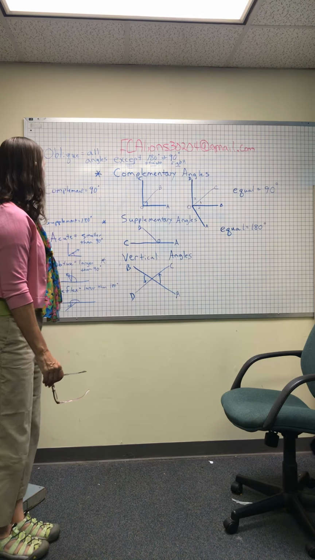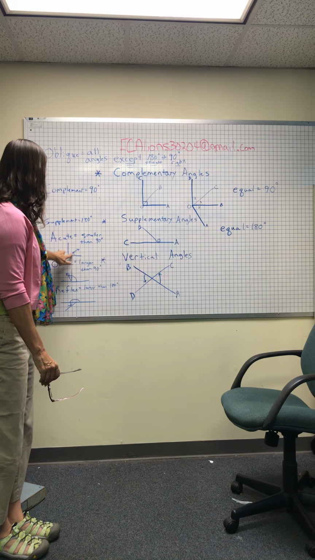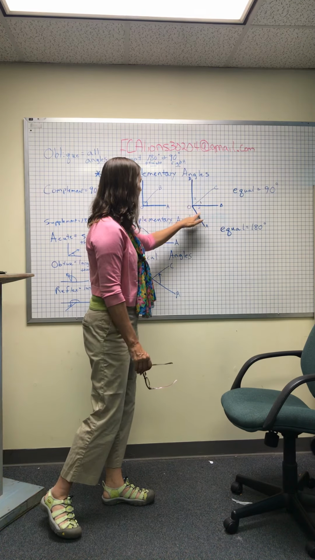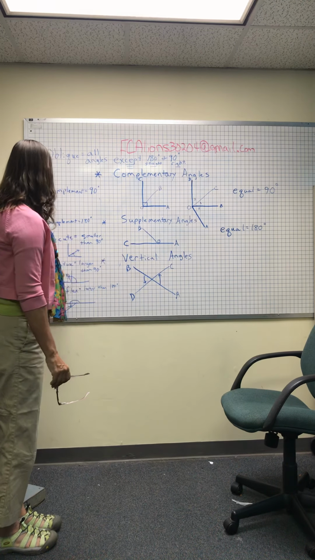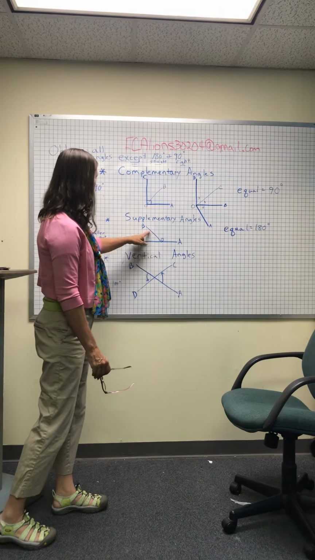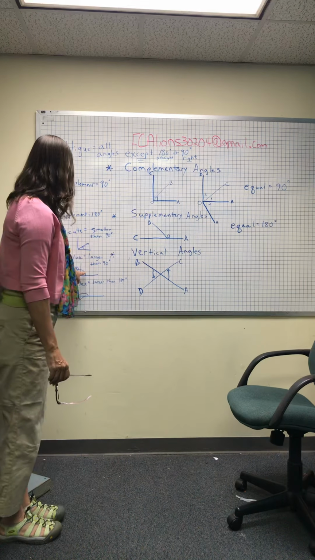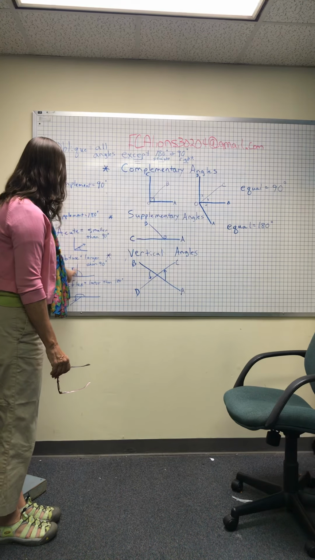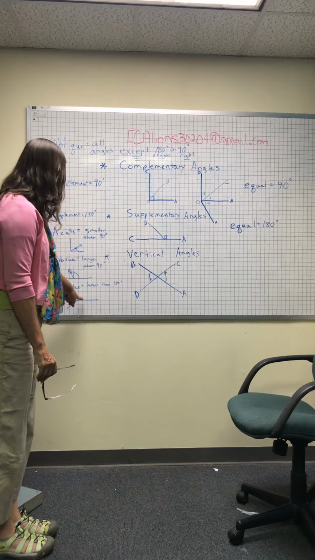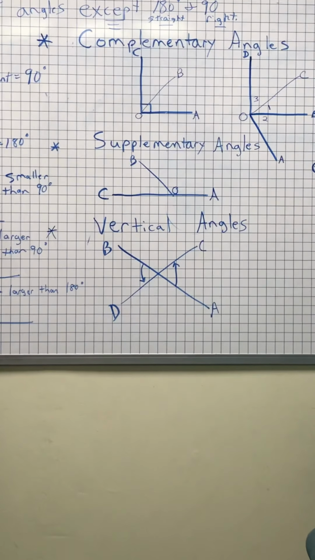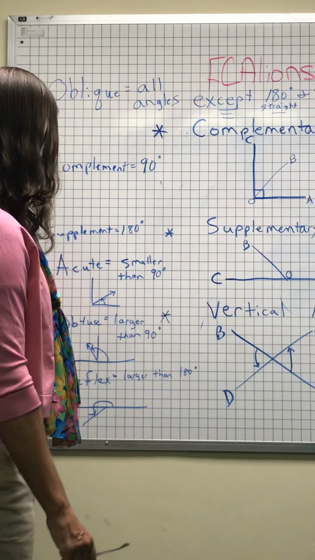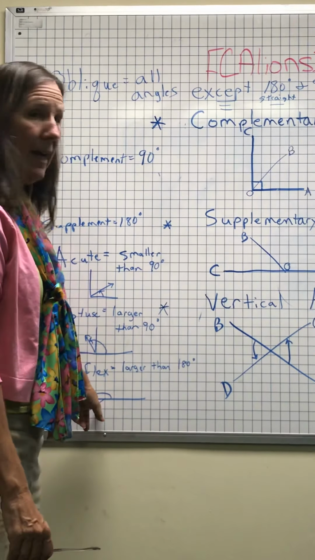Acute, an angle that's smaller than 90. This is acute. This is acute. This is acute. This one's acute. Less than 90. Obtuse, anything that's larger than 90. Here's an example. Go past the 90 and over. Reflex is larger than 180. So you go all the way around and further. Okay? Acute, smaller than 90. Obtuse, larger than 90. Reflex, larger than 180.